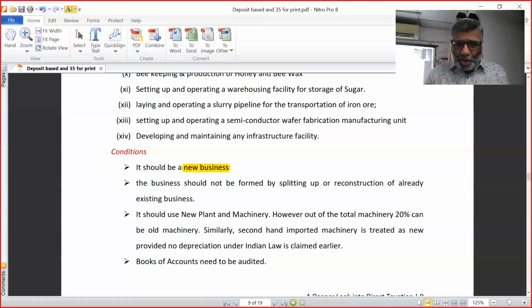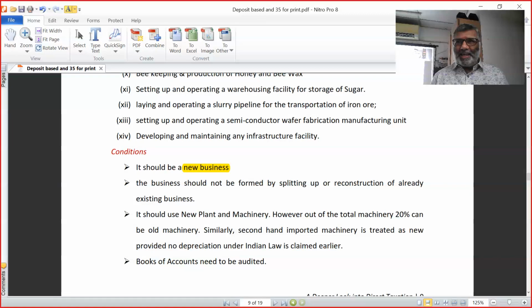So it should be a new business, mandatory. It should not be formed by splitting up or reconstruction, it should be new. Out of the total, 20% can be old. Similarly, second-hand imported machinery is treated as new provided no depreciation is claimed under Indian law. And you want somebody very honest to certify this? Books need to be audited. So auditing of books is mandatory. It is not just 44AB.